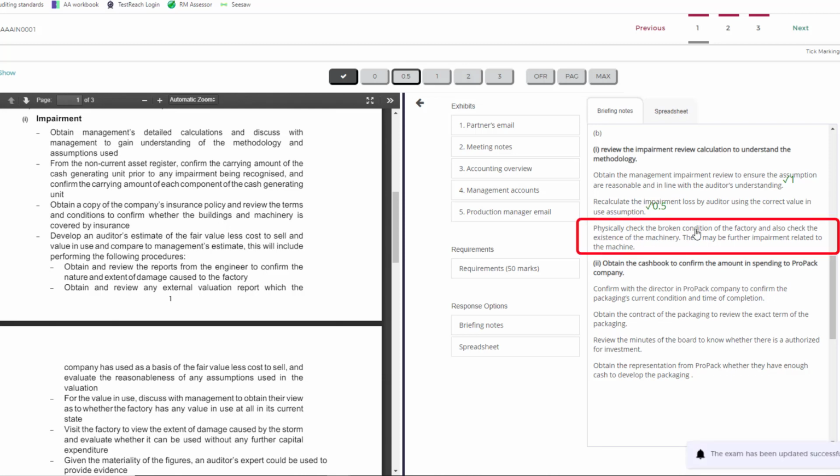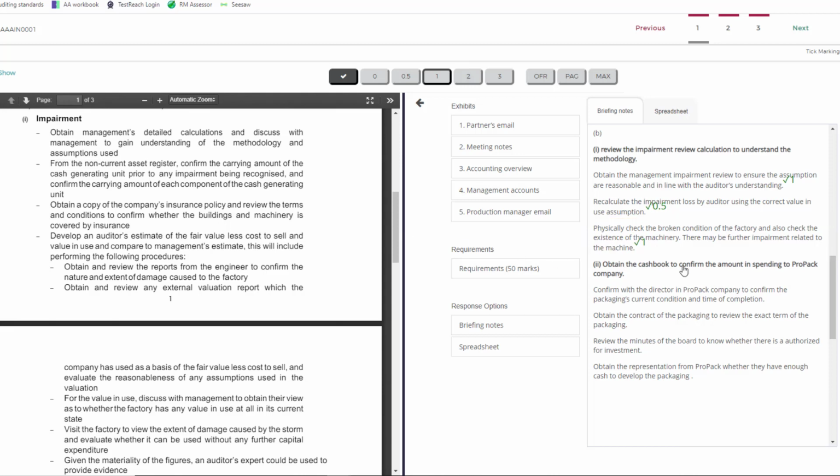Physically check the broken condition of the factory and also check the existence of the machinery. Okay, so inspect it for existence and to see if this could be better. Assess its condition and see if it needs any further impairment. So you could have had a bit more detail to make it even better, but I do like that point. I'm going to give that a mark because it's specific about the verb and it talks about a financial statement assertion. What about the second part of the question then?